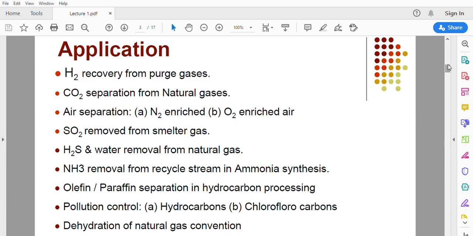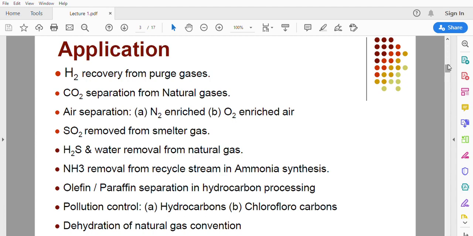Next application is separation of SO2 from the smelter. Smelter gas contains a lot of SO2, which is a very dangerous pollutant for the environment, and SO2 also leads to acid rain. So you have to separate out the SO2. For that we can use the membrane based process. Similarly, we can also use the membrane based process to separate the H2S and water vapors from the natural gas. I have already told you, for that generally people use the compression process, but we can also use the membrane based process.